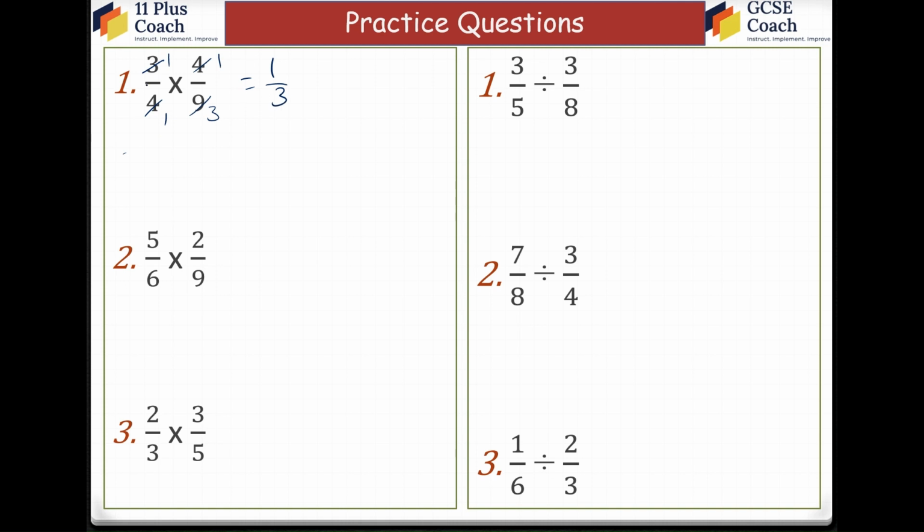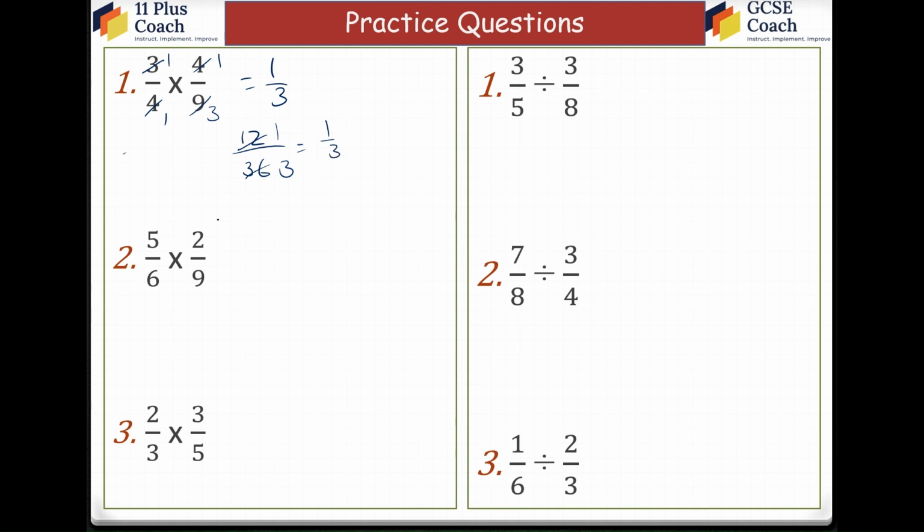You could have done it the long way. 3 times 4 is 12, and 4 nines are 36. And if you look at your times tables, 12 goes into 12 once, and 36 3 times, so 1 over 3 will give you the same answer. So whichever way you do it, you get the right answer as long as you don't make any mistakes.